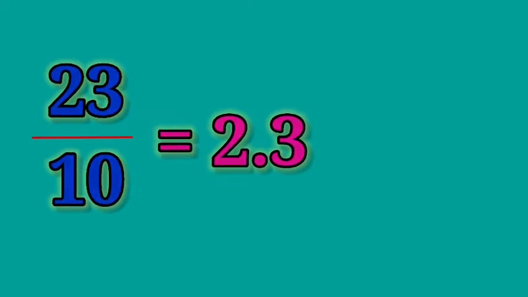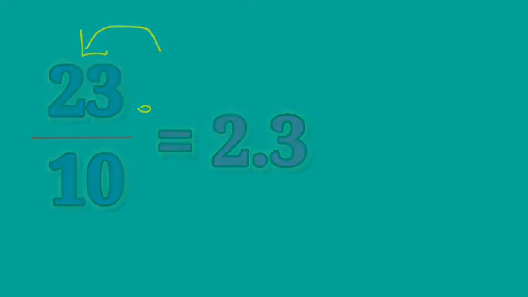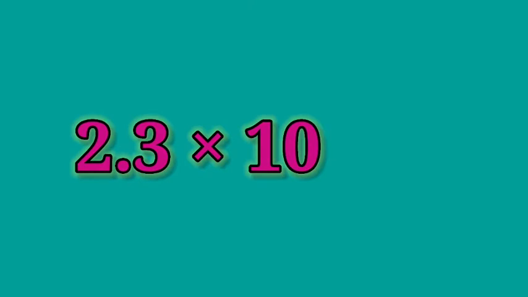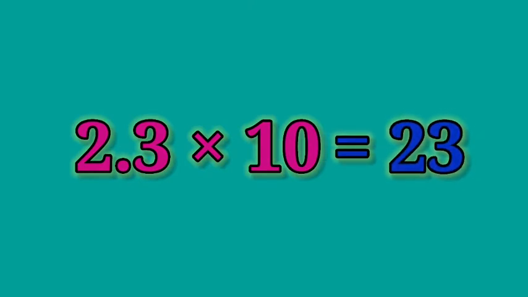When we divide a number by 10, we get the decimal point before one digit. For example, 23 divided by 10, we get 2.3 as the answer. There we can see that the decimal point comes before one digit. On the other side, when we multiply 2.3 by 10, we get the decimal point cancelled. In a similar way, we'll see some more.